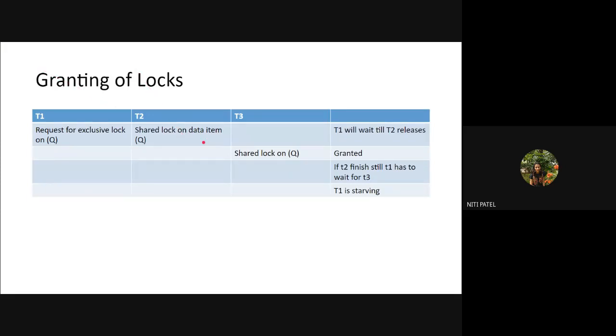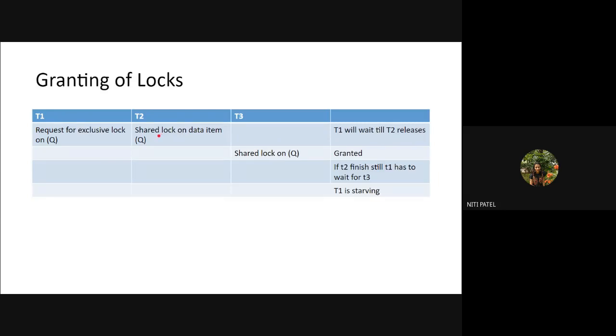Okay. Now, when T1 has requested an exclusive lock on data item Q, what will happen in this case? Right now, Q is held in shared mode, so T1 has to wait till T2 releases the lock. Correct. T1 has to wait till T2 releases. Why? Because the lock it wants is exclusive. If it was a shared lock, it would have been granted. But since it is an exclusive lock, it has to wait till T2 releases.